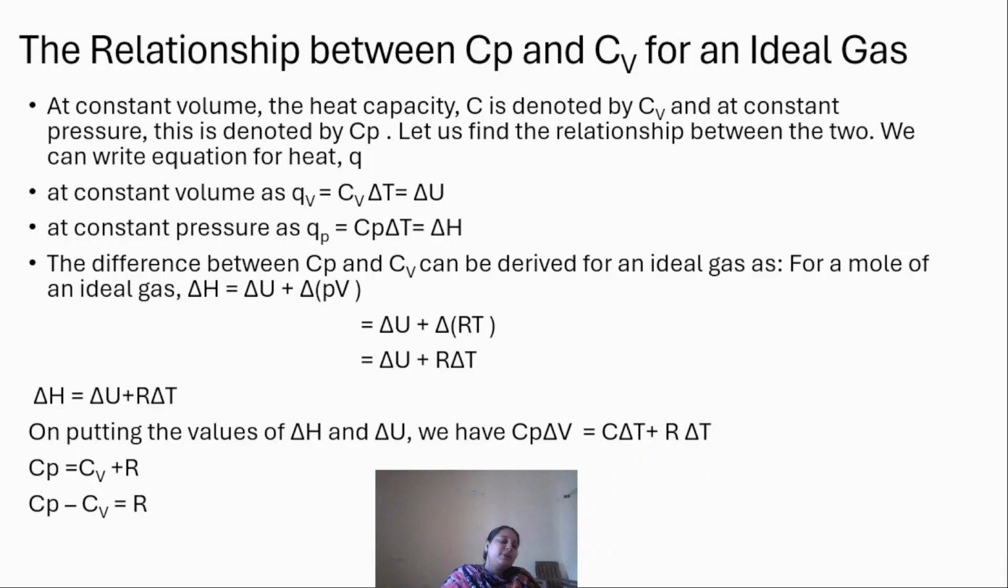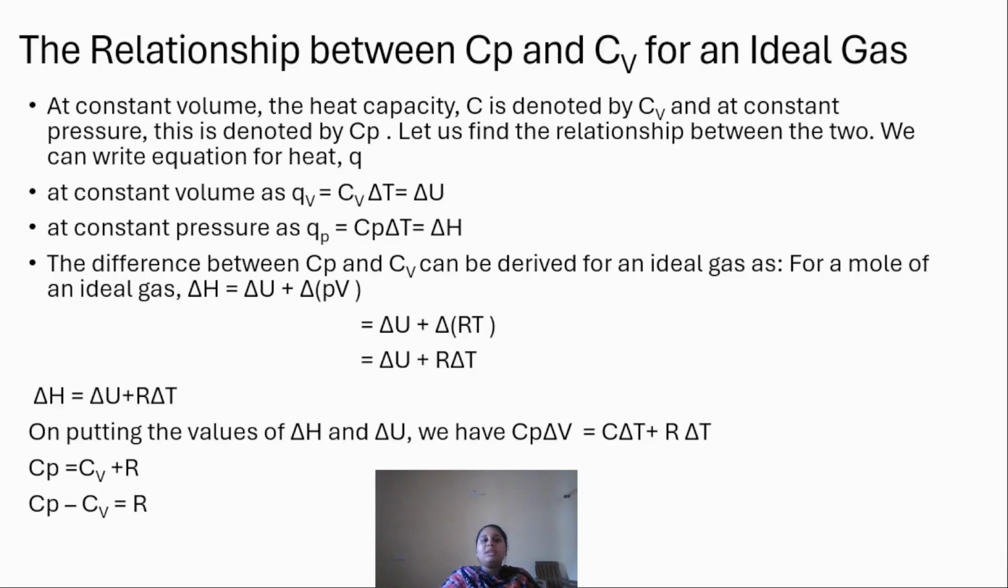So the relationship between Cp and Cv for an ideal gas. At constant volume, the heat capacity C is denoted by Cv, and at constant pressure it is denoted by Cp. So to find the relationship between the two, we can write the equation for heat: at constant volume, Qv is equal to Cv delta T, which is equal to delta U. At constant pressure, Qp, Cp delta T is equal to delta H.